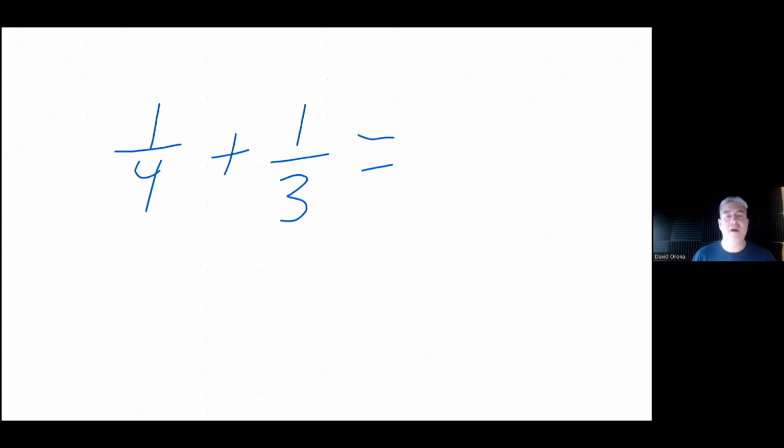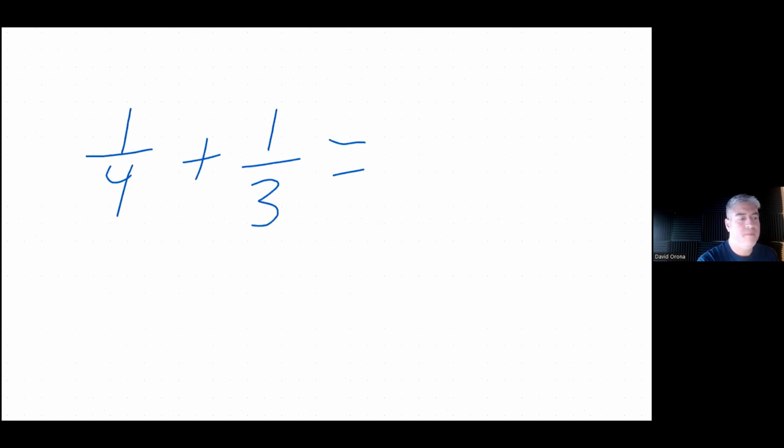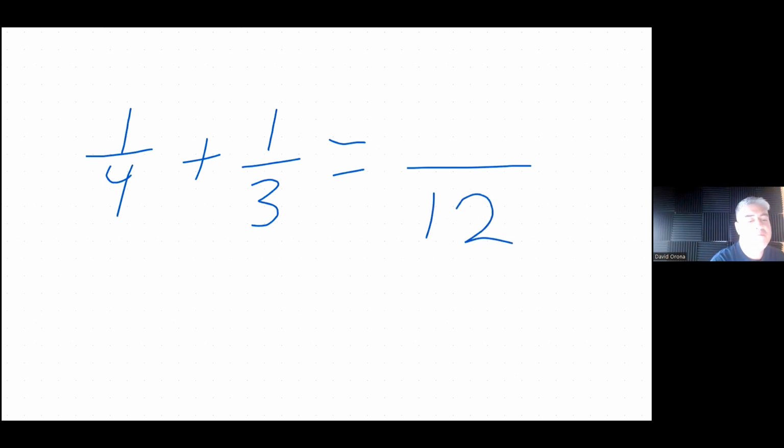First, we got to find the least common multiple of the denominators, 4 and 3. Now, the easiest way to do that is just to simply multiply 4 times 3. So here we go. What's 4 times 3? 4 times 3 is 12, right? Okay. So we took 4 times 3, and that equals 12.